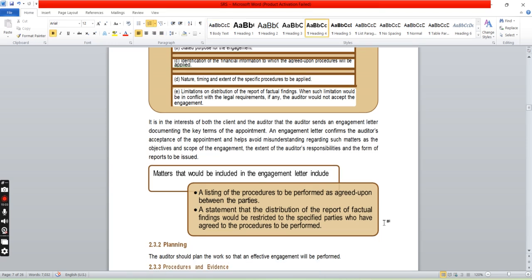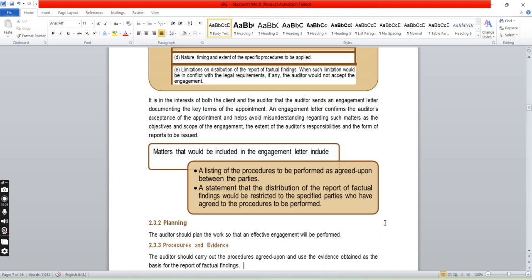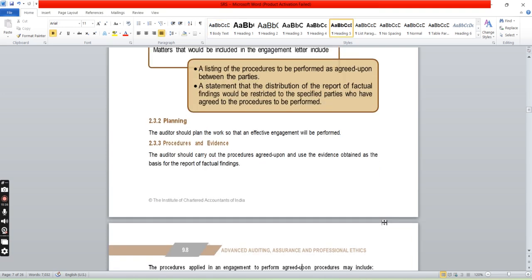It is in the interest of both the client and the auditor that the auditor sends an engagement letter documenting the key terms of appointment. An engagement letter confirms the auditor's acceptance of appointment and helps avoid misunderstanding regarding the matters, what are the objective and scope of the engagement, the extent of auditor's responsibility and form of the report to be issued. Matters that would be included in the engagement letter may be a listing of the procedures to be performed as agreed upon between the parties, and a statement that distribution of report of factual finding would be restricted to the specified parties who have agreed to the procedures to be performed.